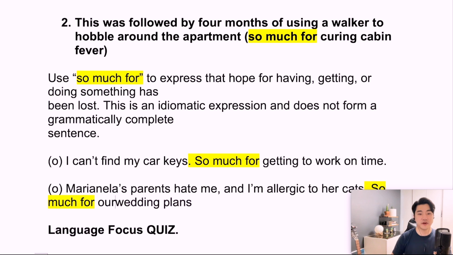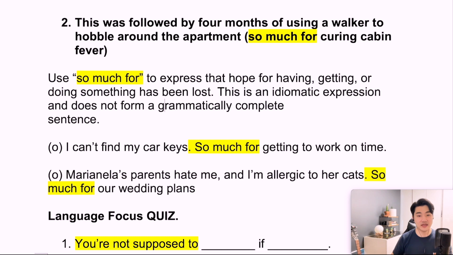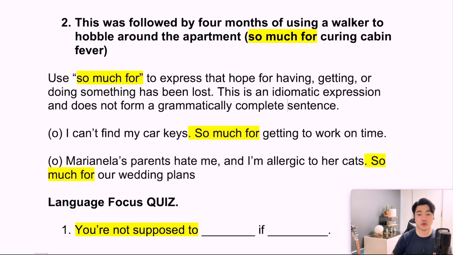So this was followed by 4 months of using a walker to hobble around the apartment. So much for curing cabin fever. Okay, as you can see, I've highlighted so much for. So use so much for to express the hope for having, getting, or doing something has been lost. This is an idiomatic expression and does not form a grammatically complete sentence. So, how can I explain it to you?